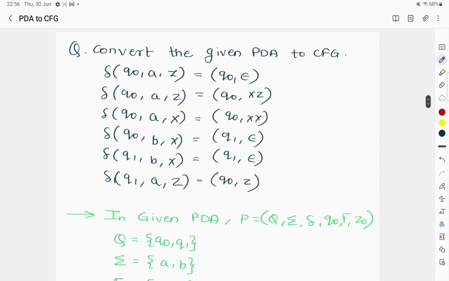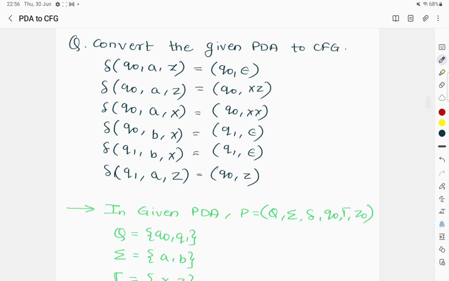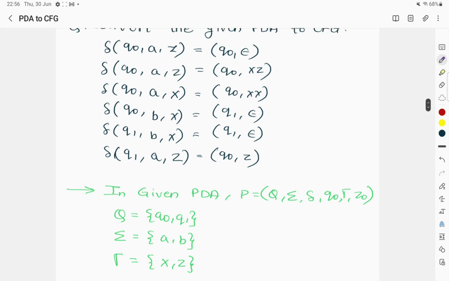So now this is the example given to us. Convert the given PDA to CFG. I have given all the transition rules. If I write down the tuple definition of the PDA, there are 6 tuples. The states in my PDA are Q0 and Q1, the two states that I am using. The input symbols I am using are easily made out to be A and B. What are the tape symbols? On the tape I have only X and Z. Looking at all this, I find out what my PDA is like.